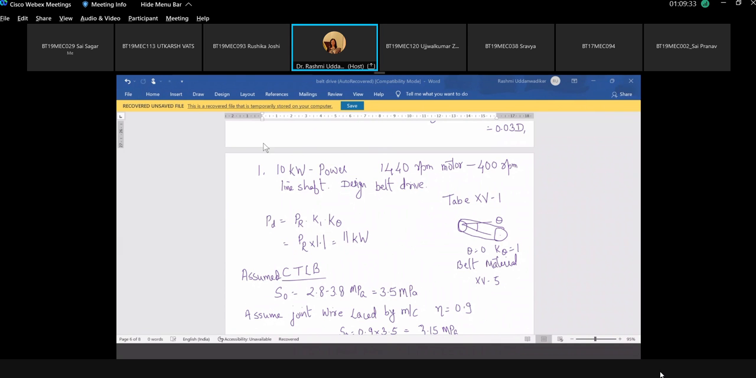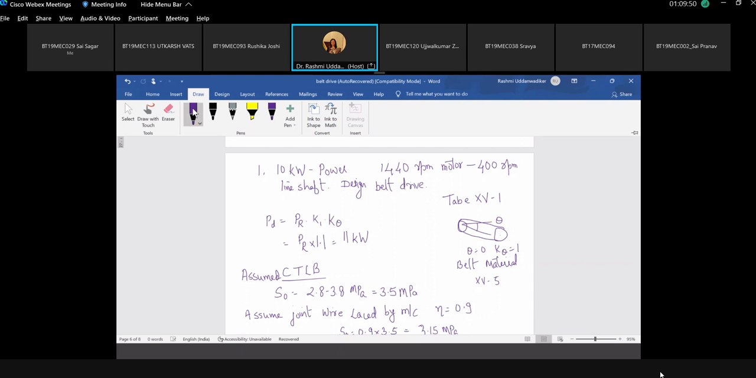Well, a quick look at this problem where 10 kilowatt power is to be transmitted between a 40 RPM motor to a 400 RPM line shaft. We have to design a belt drive. We refer to the design data book. And from the design data book, we find out what is the design power.